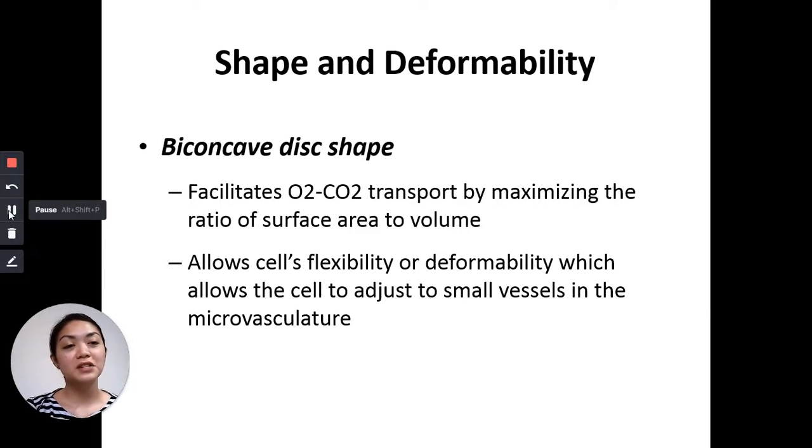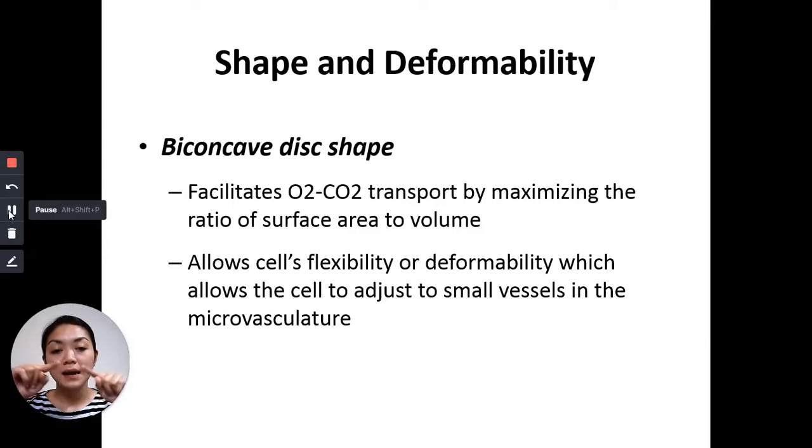Okay, so again, for the shape of the red blood cell, it's a biconcave disc. And why is it shaped like that? The major purpose is to allow it to deform, no? Para mag-deform siya inside the blood vessels and hindi siya mag-rupture. Okay? So basically, it's needed also for the transport of oxygen and carbon dioxide.